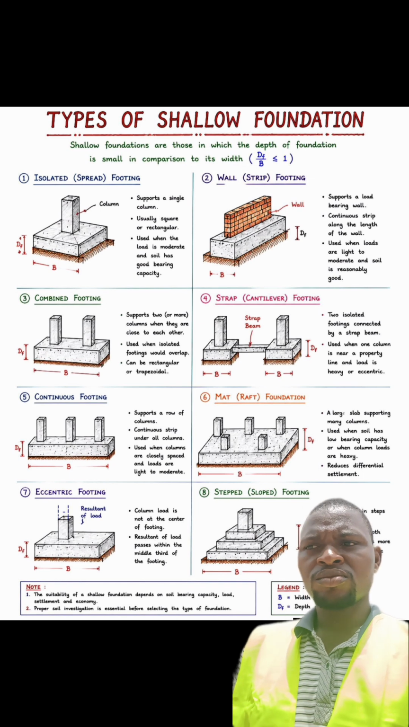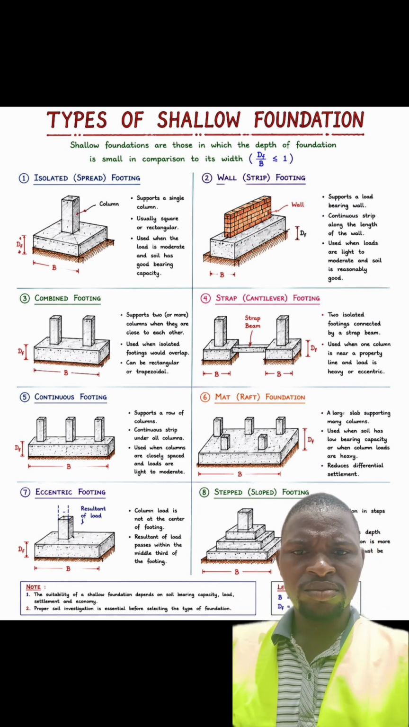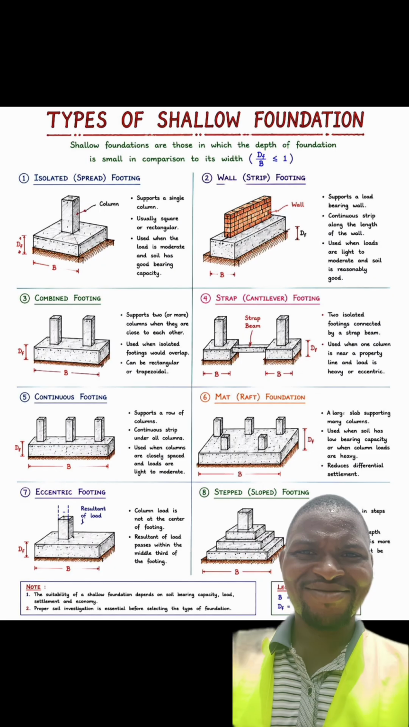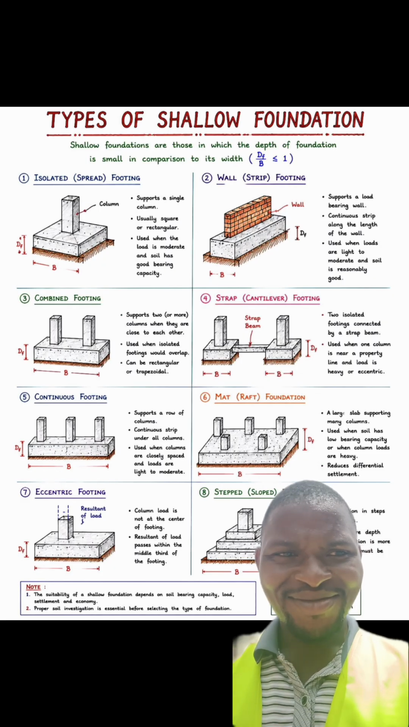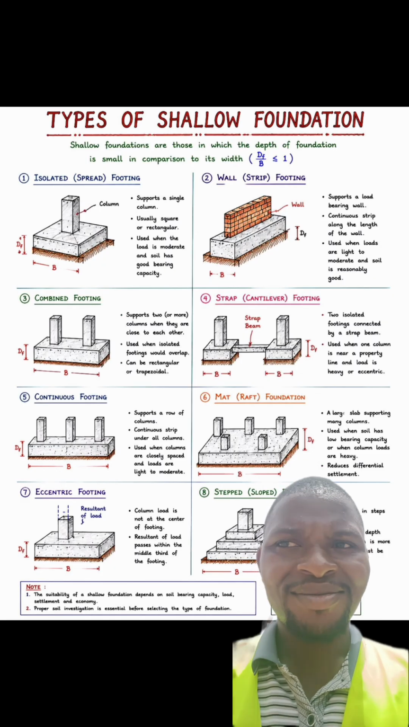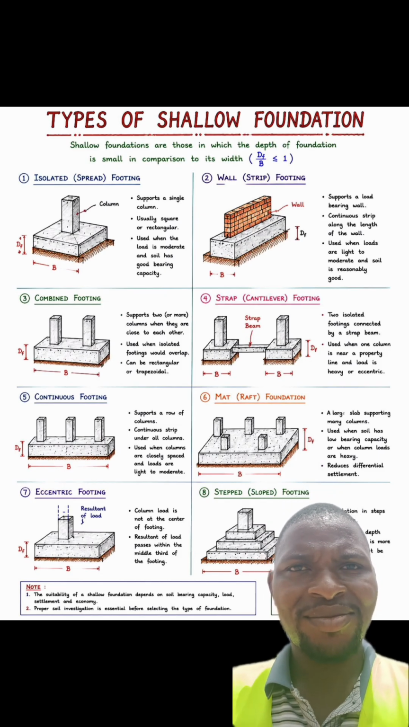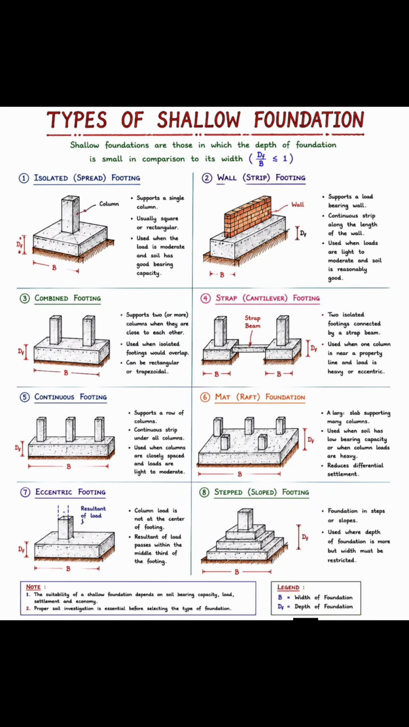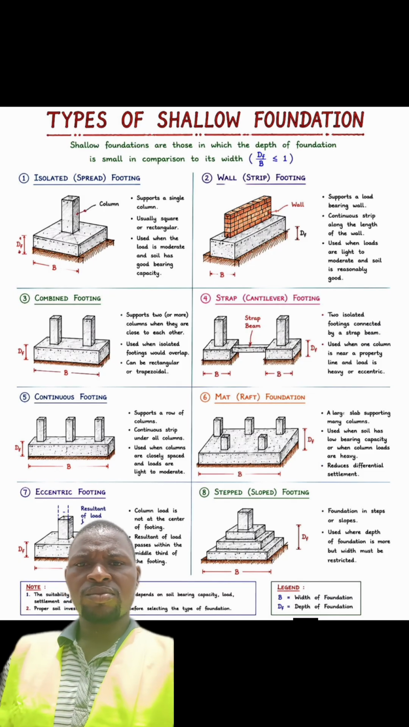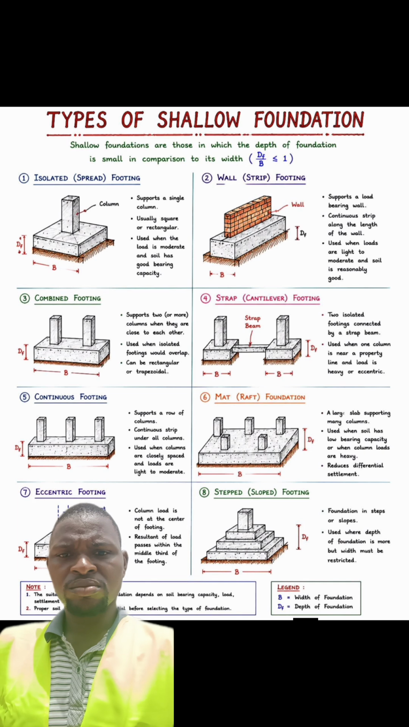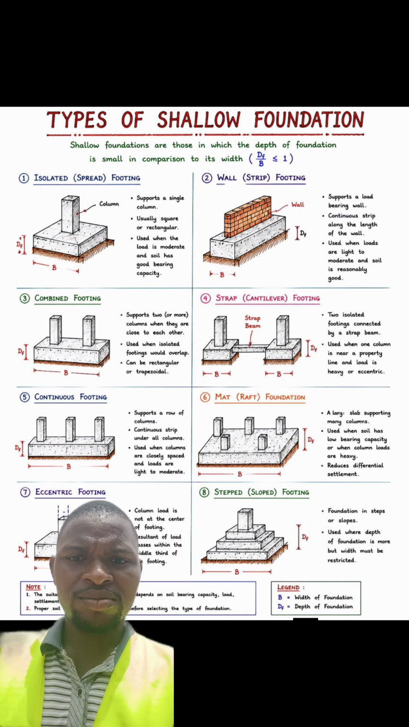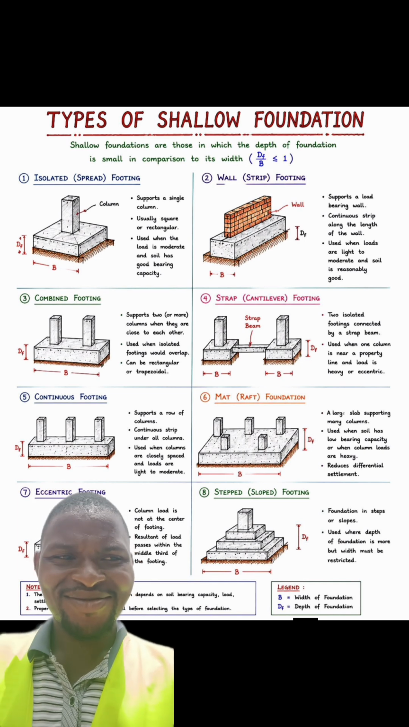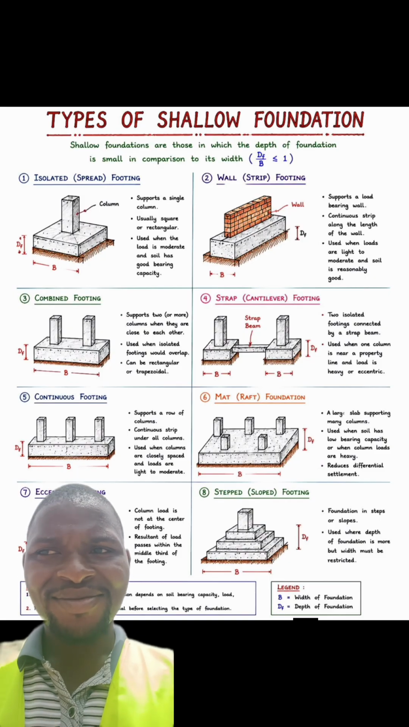Then the fourth one is the strap or cantilever footing. This type of footing is used when two isolated footings are connected by a strap beam. That means you have a strap beam at the bottom of the footing. It is also used when a column is near a property line and the load is heavy and eccentric. That means if you have a heavy load on the column, and the column is near the property line, you can make use of this type of footing.